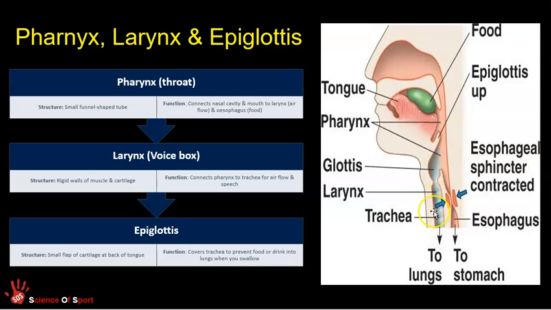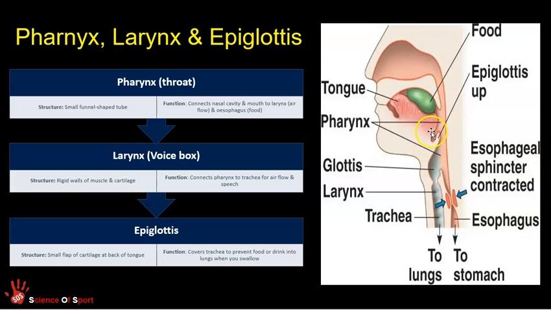Here's our trachea. Now, importantly, note that here is our food tube, our esophagus. I think this is American. We spell it with an O, I think. So we've got an air tube, our trachea, and a food tube, our esophagus.